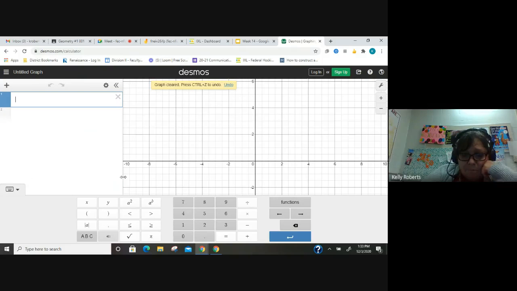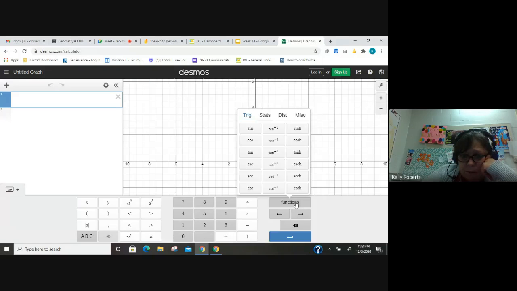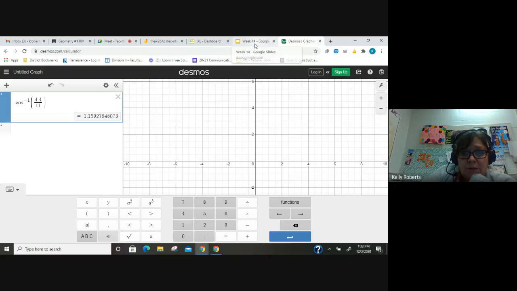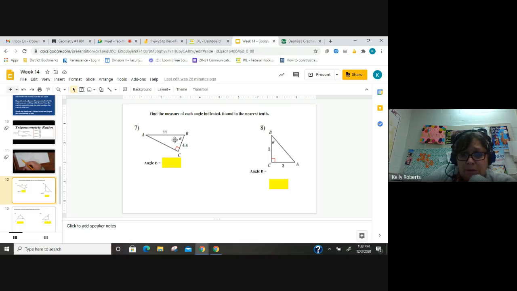So what I'm going to do is go over here to functions, and I'm looking for an angle, so I don't want to use cosine. I want to use the cosine inverse, cosine to the -1. Anytime you're looking for an angle, you use the inverse. And it was 4.4 over 11. So my answer is 1.2 because it said round to the nearest tenth. So this angle is 1.2 degrees.